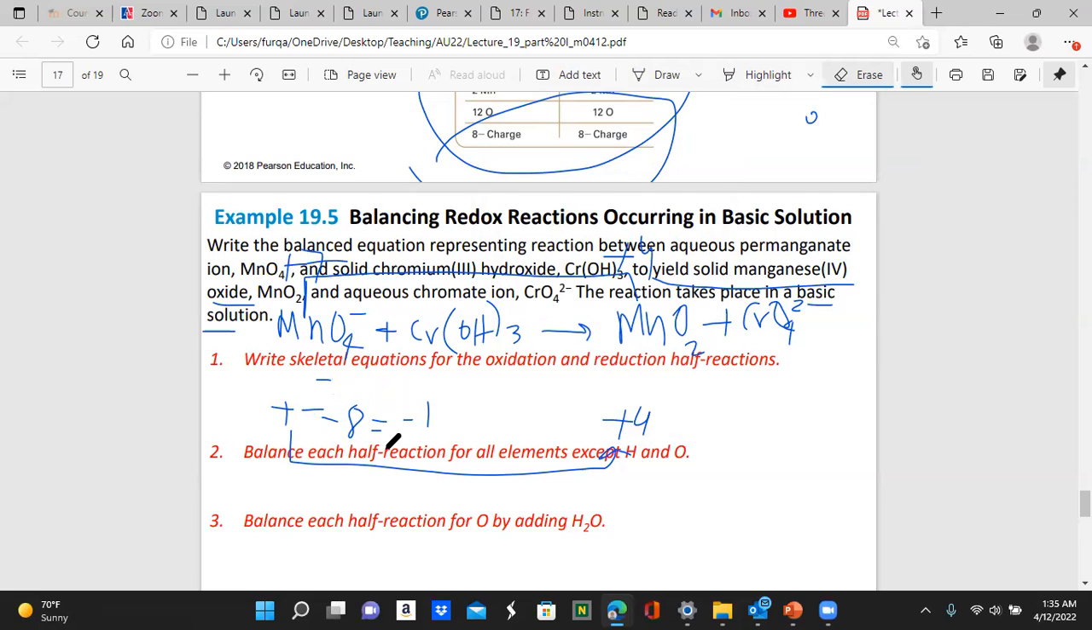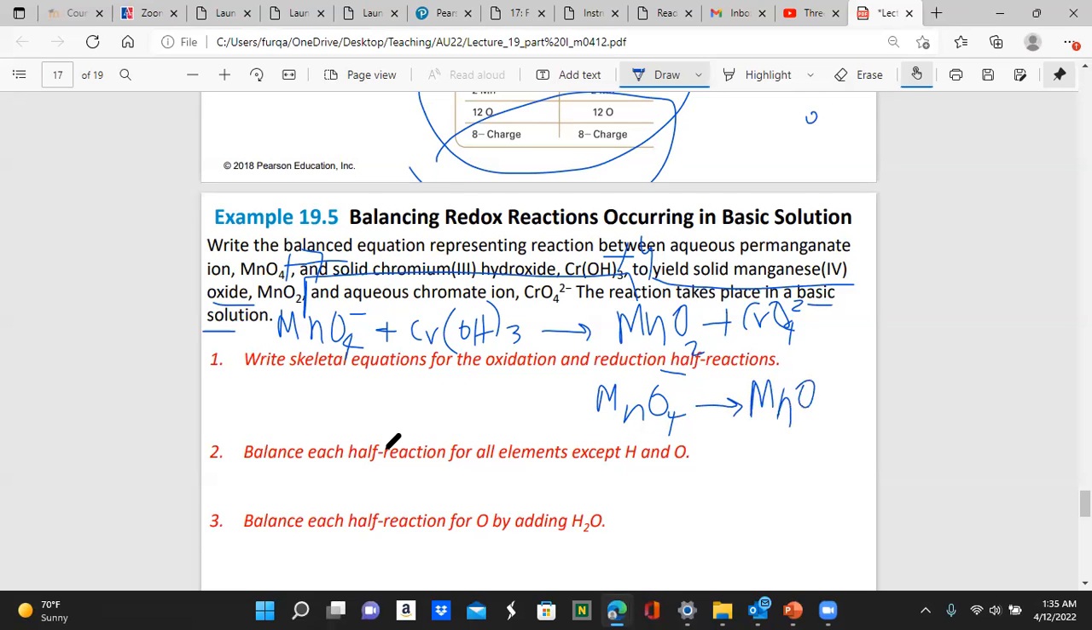Do not forget that. So I can quickly write down my reduction equation here, which is MnO4 minus, because reduction is always the gain of electrons, going into MnO2, correct? I always write my electrons right there. It's up to you if you want to add them after balancing the hydrogen and oxygen, but it helps me understand what I'm doing. So that's going to be the gain of 3 electrons, right?